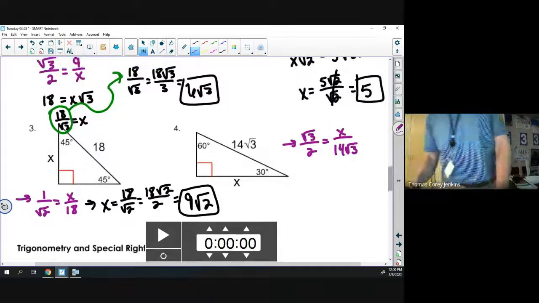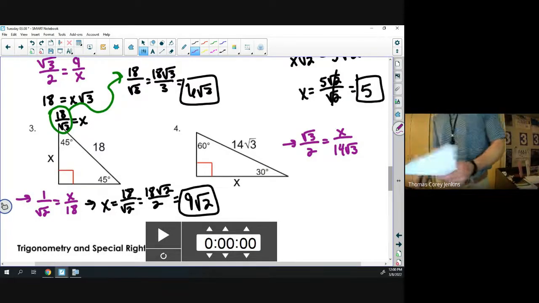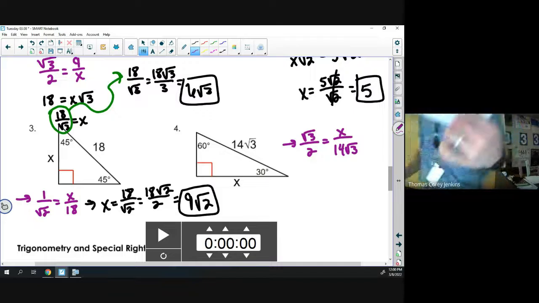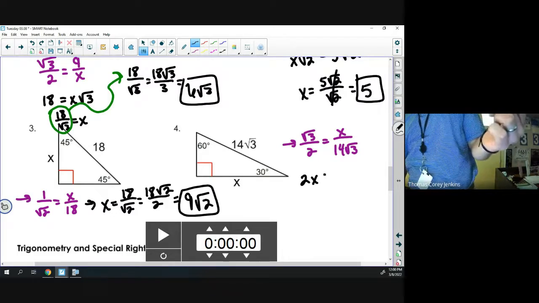All right, and then number 4, again, using the other model here, the 30, 60, 90. So they gave me the hypotenuse, and then it matters which leg on this one, right? They gave me the long leg. So you needed to be using on your first fraction the square root of 3 over 2, or the inverse of that, and then x and 14 square roots of 3. Okay, so when we solve here, we just get 2x.